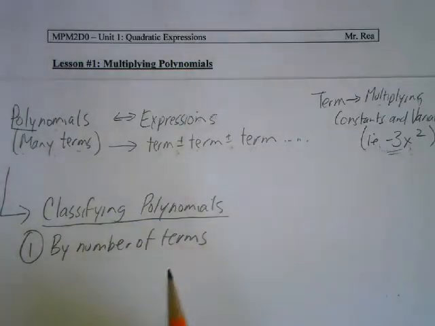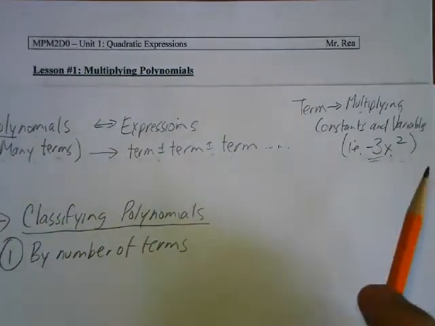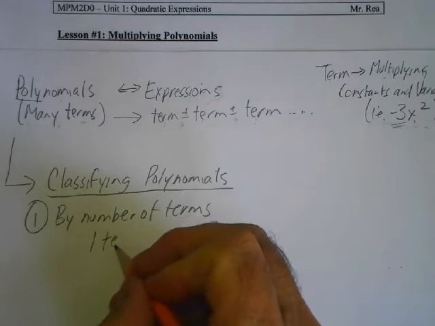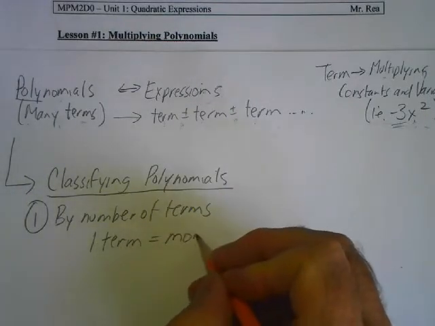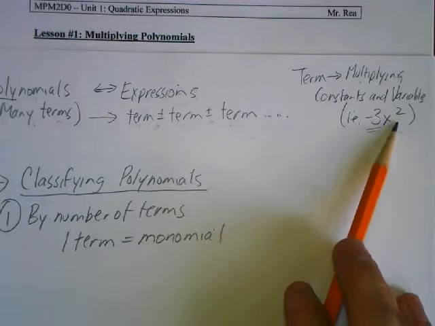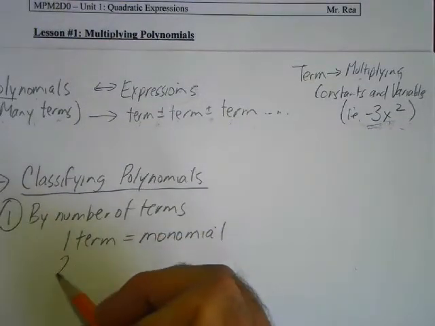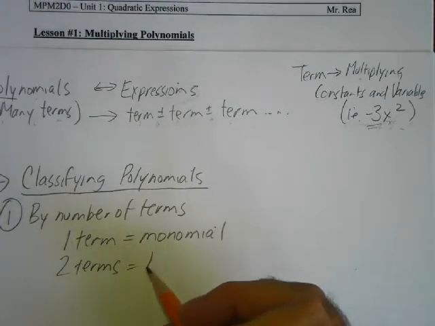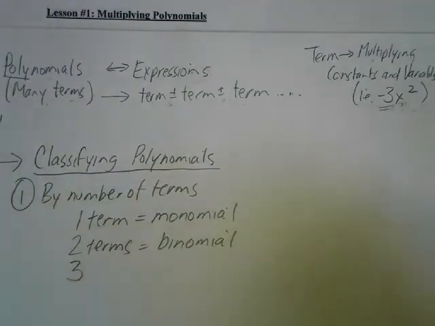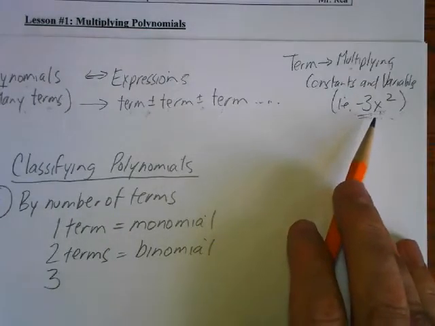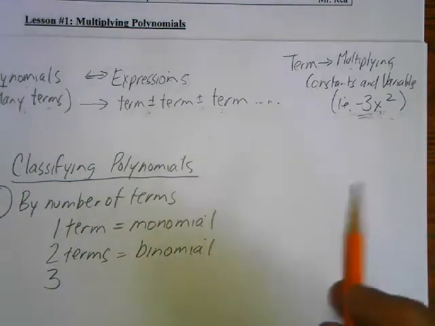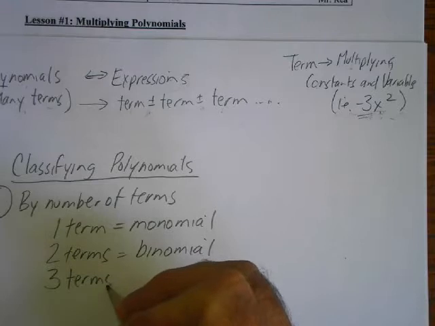So if you have one term, for example, if you just have a single term like that one, we call that a monomial. So one term is called a monomial. If you had two terms, if I just added, say, plus x here, negative 3x squared plus x, that would be two terms, and we call that a binomial. And for three terms, if we had, say, negative 3x squared plus 2x plus 5, that's three different terms. You can always tell by the plus and minus signs in between the terms. If we had three terms, that's a trinomial.